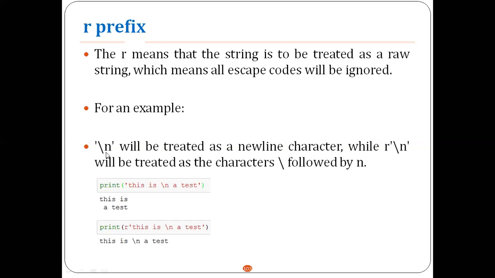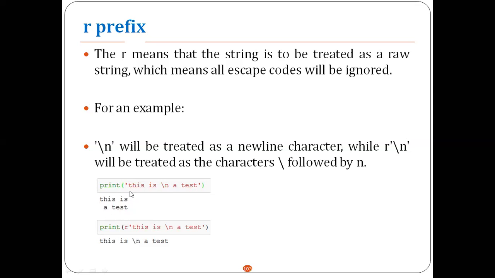For example, backslash n will be treated as a new line character, while r backslash n is treated as the characters backslash followed by n, and it won't be considered as a new line character. Instead it is considered as two characters, that is backslash followed by n. So with that, look at the example. Print, 'this is backslash n a test'. Now what happens is that 'this is' will be printed in the first line and 'a test' will be printed on the next line. This is for non-raw strings.